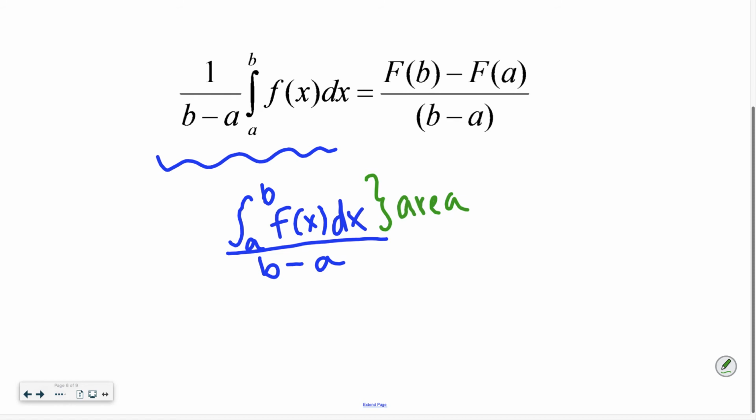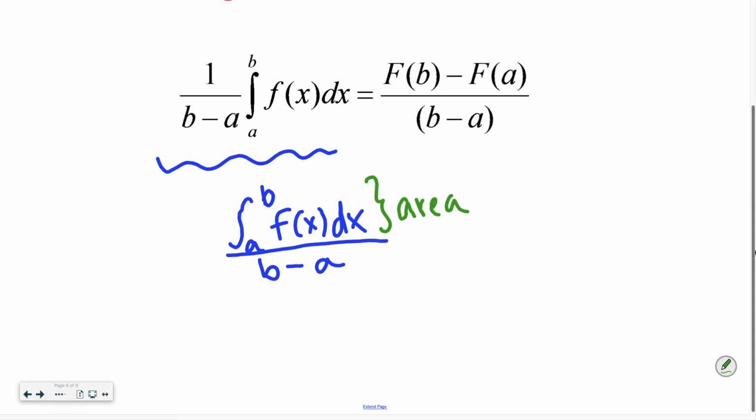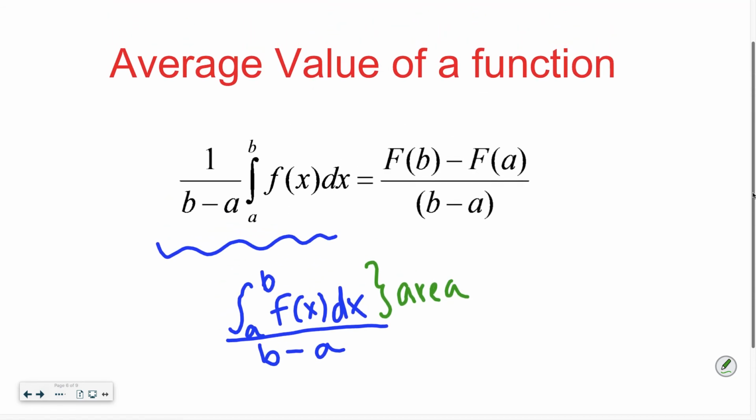Okay? So when we take area divided by our x measurement, we're left with the average y value of a function. So average value of a function, we're really referring to the y value. So on average, what's the height of our coordinates along an interval? That's what we're calculating. Okay? And it's as simple as taking a definite integral times a fraction. Okay? So let's try it.